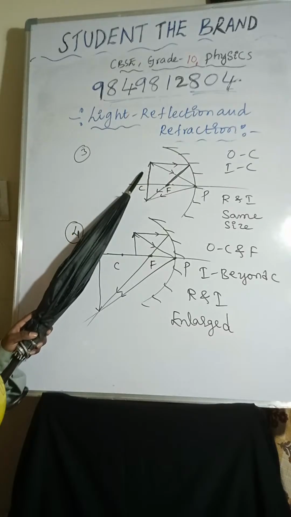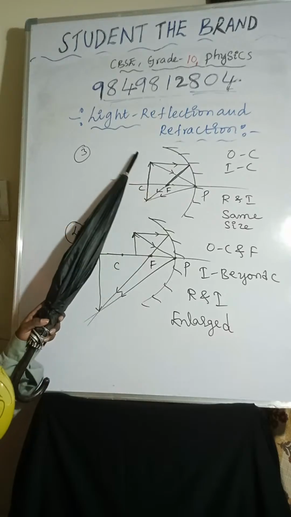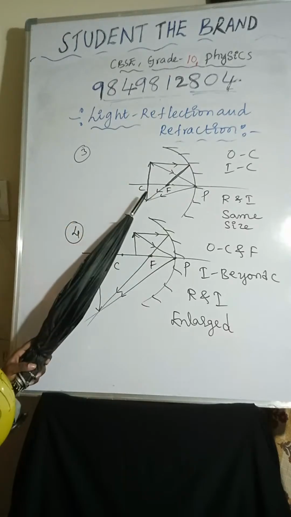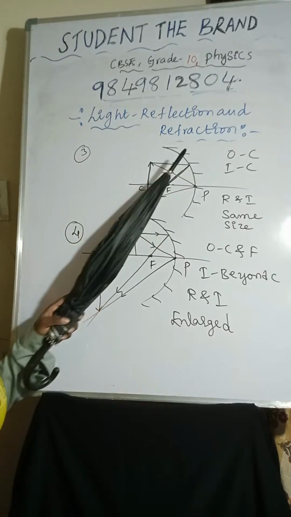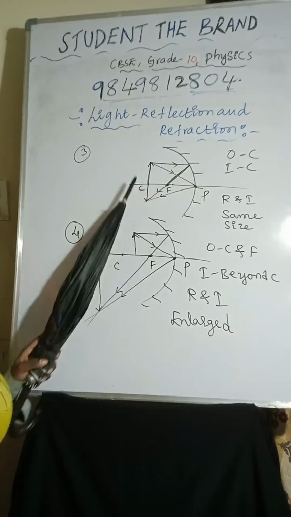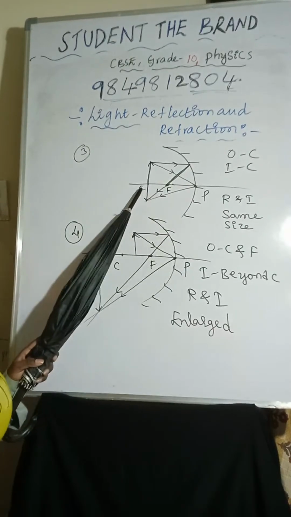So this is the object and this is the image. Object is placed above the principal axis, image is formed below the principal axis. So object is at C, image also will form at C. Nature of the image is real and inverted and size of the image is same size.